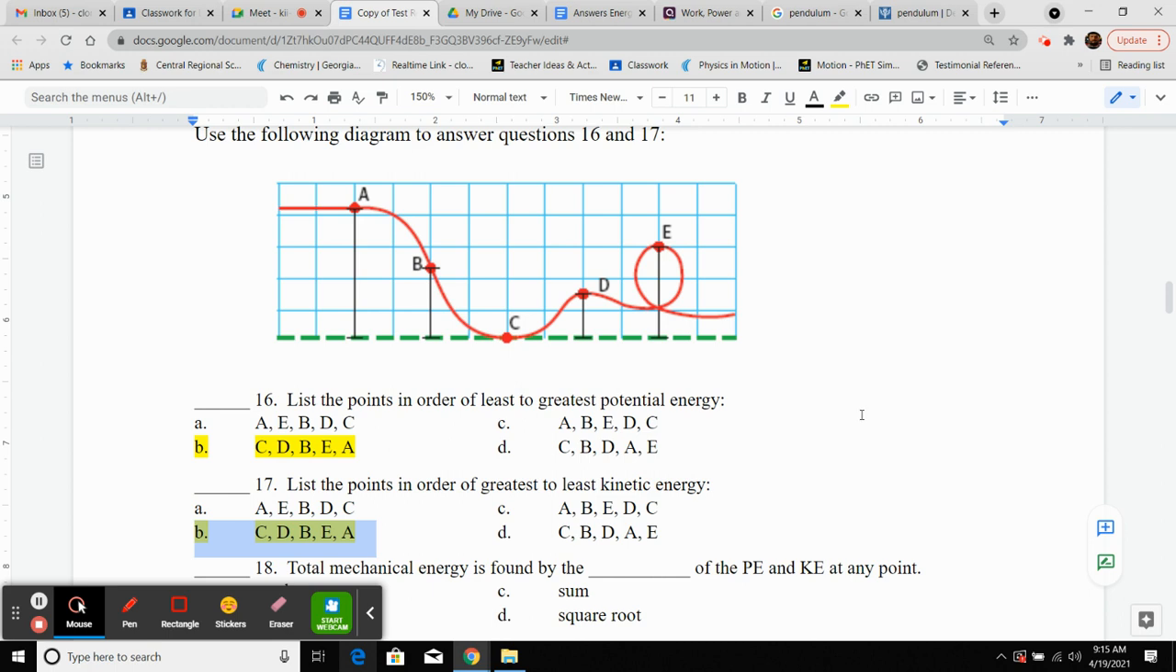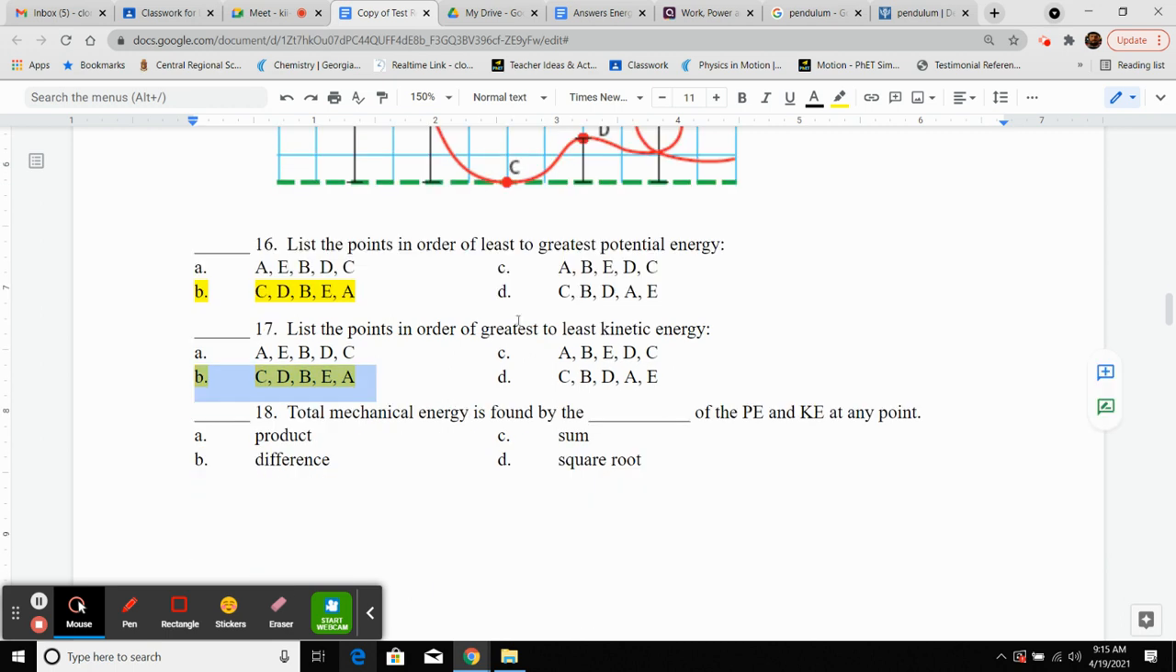Isn't A the greatest now? Well, A has the greatest potential energy, but this problem asks kinetic. So remember what we just said at point A. What do the coasters usually do right at the top? Stop. They stop, and if they're stopped, oh, you can't have kinetic.